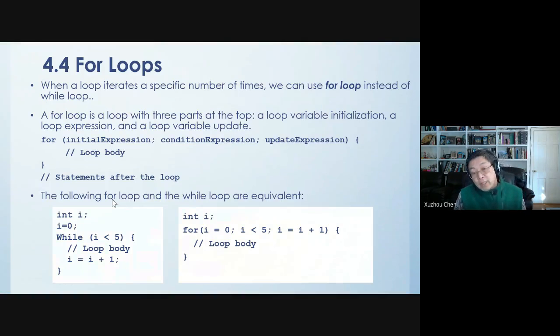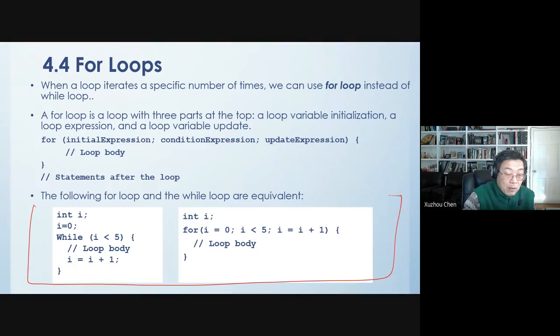Now the for loop is actually kind of a shortcut for the while loop, in the special case when the number of executions is limited. So you know exactly how many times you're going to do the loop. Then you can use the for loop. Remember, the for loop can always be expressed using a while loop. Now here is the example. So this is a for loop, and this is its equivalent while loop.